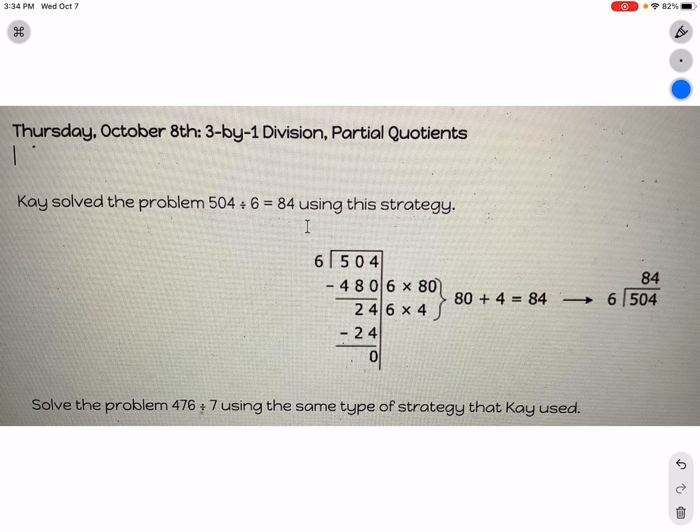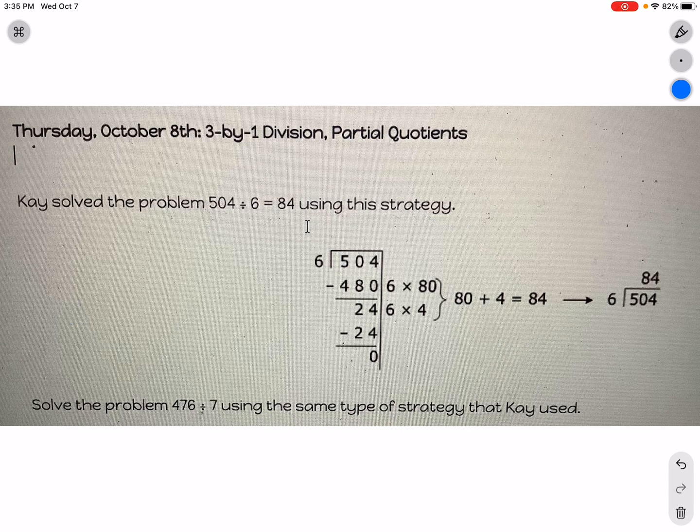Look at this first prompt. They've given you an example. K solved the problem 504 divided by 6 equals 84 using this strategy. Why don't you pause the video for a bit, take a look at what K did, and try to see if you can figure out how she solved this problem. Okay, if you said that K solved this problem using partial quotients, you are correct. And we're going to do the same thing with the problem below. Solve the problem 476 divided by 7 using the same strategy.